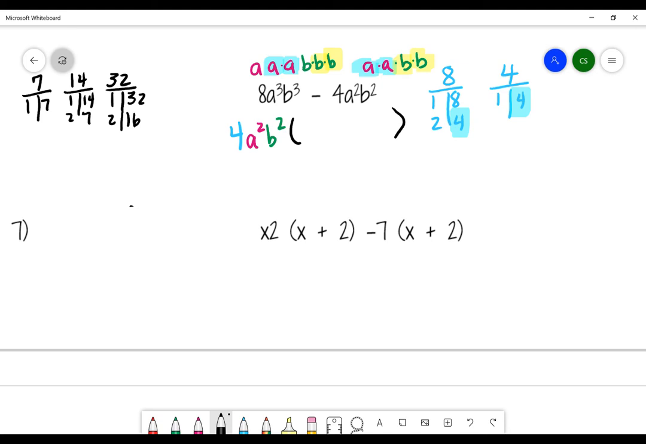8 divided by 4 is 2. 3 A's, and I took away 2 A's, that leaves 1. 3 B's, and I took away 2 B's, that leaves 1. 4 divided by 4 is 1. I had 2 A's, I took them away. Had 2 B's, took them away.